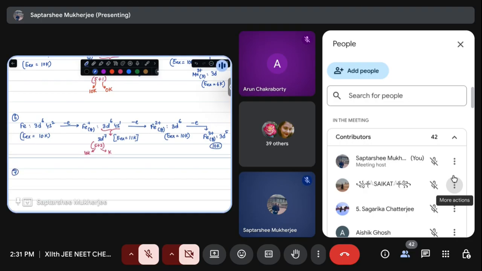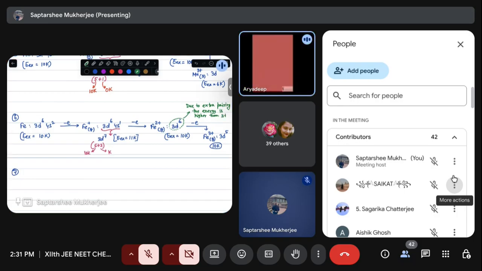No, in the beginning, as we discussed, in d6, due to one extra pairing, there is a pairing energy. Due to extra pairing, the energy is higher than 3d5.